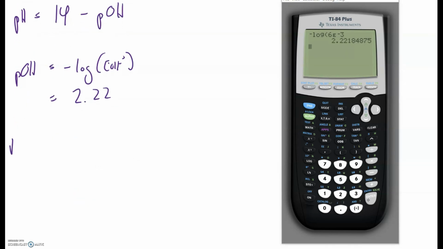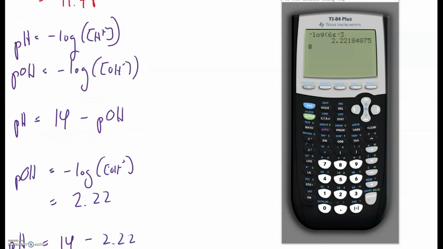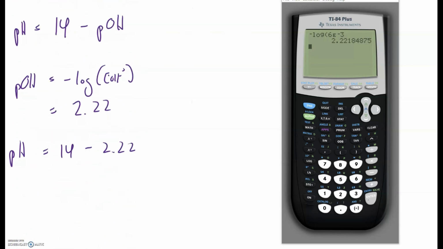Let's subtract that from 14 to get this into pH and see if we got the same answer. We got 11.78 when we did it the other way. Let's see what happens here. So we'll take 14. We'll subtract from this 2.22. I got a feeling it's going to look very familiar. 11.78. Either one of these techniques work. All right, take it for a spin.